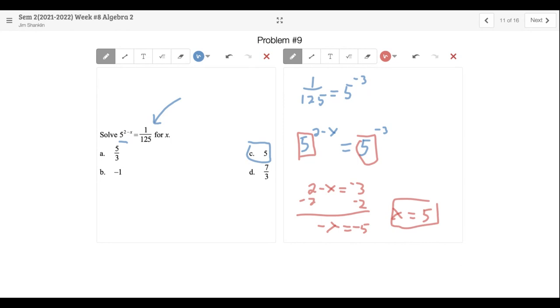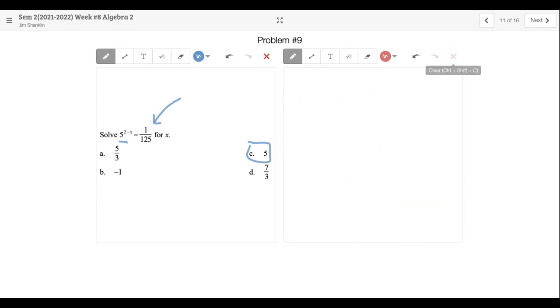Okay? So I'm going to change the problem just a little bit. And so this is not the same problem. What if I gave you this problem? 5 to the 2 minus x equals 1. Okay? What if that was the problem? How do you make the 1 to have a base 5? Because I need it to be base 5, right? Because that's what the left-hand side is. 5 to the 0. That's exactly right.